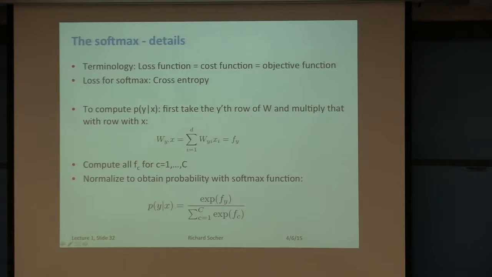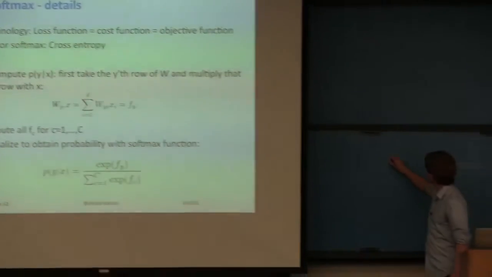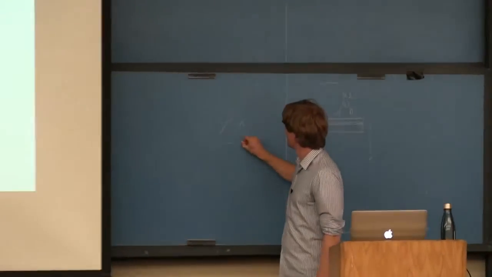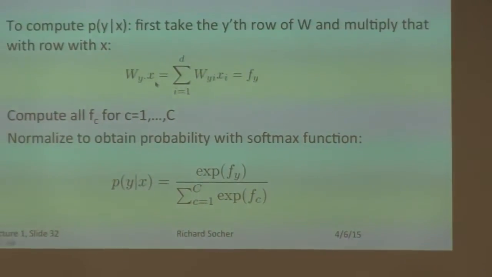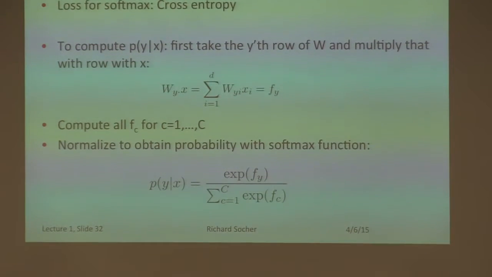Okay, so again here, this is what I just described. In order to compute the probability for a certain class y given a vector x, we first take the yth row of W, multiply that row with x. So here again, this is just writing out this inner product. Oftentimes you would see this inner product written more like Wy transpose x, this kind of inner product. But since Wy dot is already a row vector, we don't need to write the transpose.